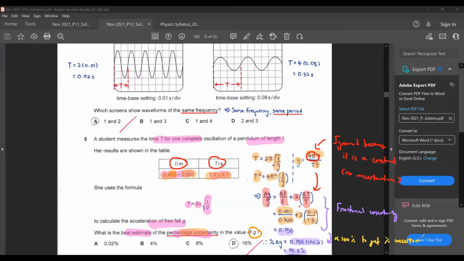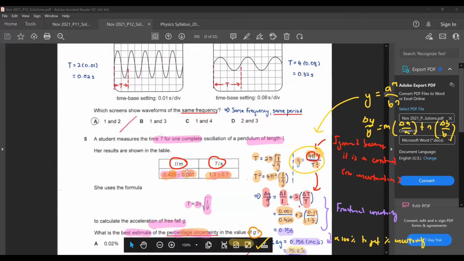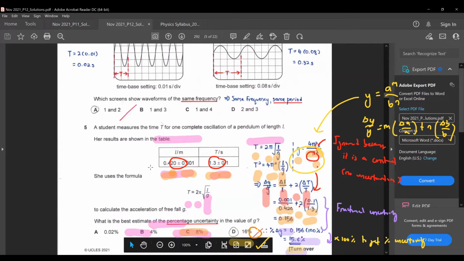Correct? Okay, this equation I can just tell you is similar to y equals a to the power m times b to the power n, where you get delta y over y is m times delta a over a plus n times delta b over b. Okay, right. So your final answer is 15.6. Round to 2 SF is 16%. Answer is D. Okay, so this is number 5. Then we go to the next question.